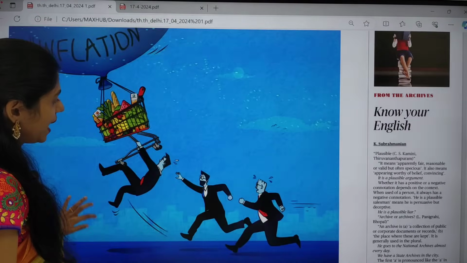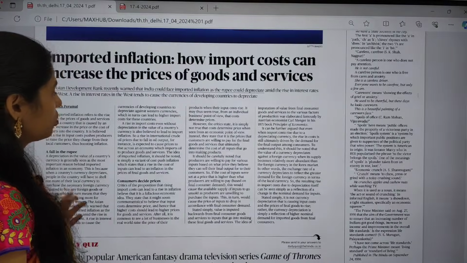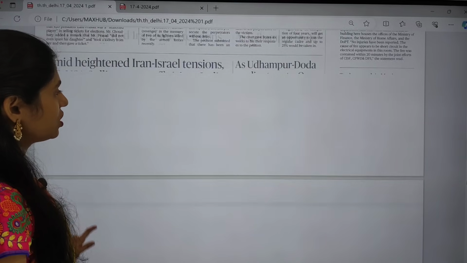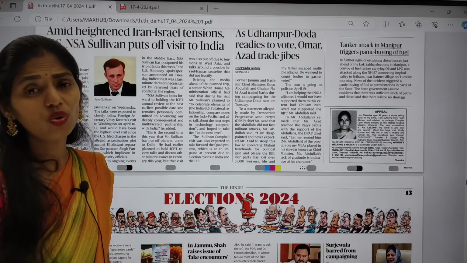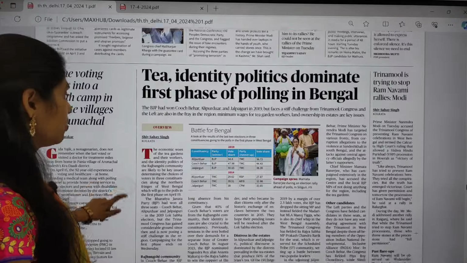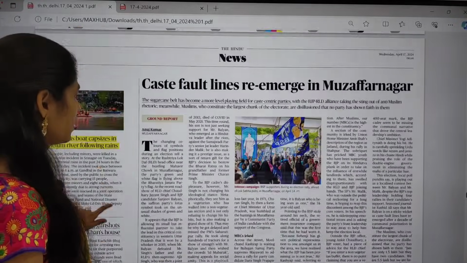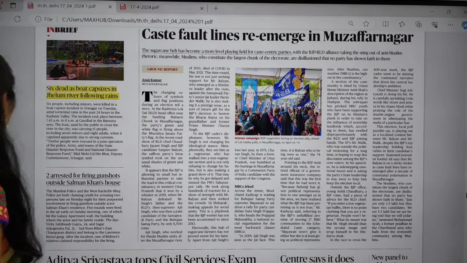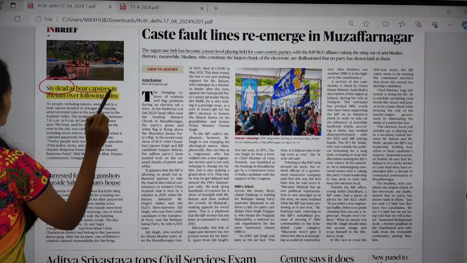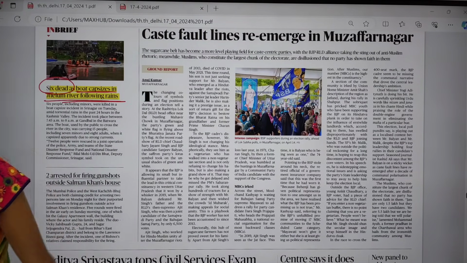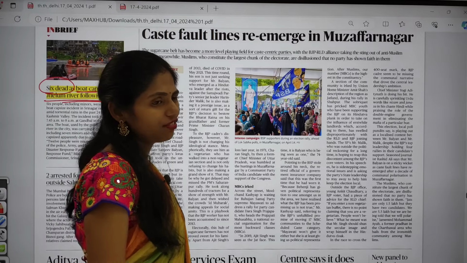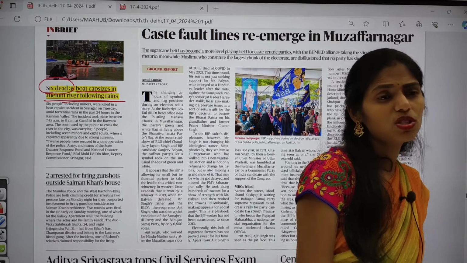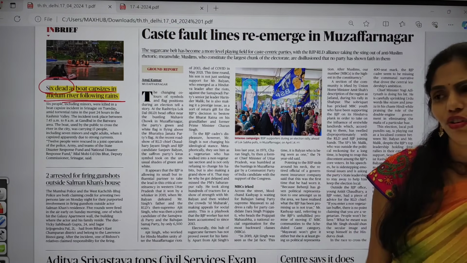Now let us move back to our page, and you can go through this news page. In this news page, most of the articles are political, and there is no need to go through the elections 2024 page. Here you can see one small article: 6 dead as boat capsizes in Jhelum river following rains. There is a chance of getting a question regarding the Jhelum river. One thing I found here is that the drainage system is very important and a favorite area of UPSC.